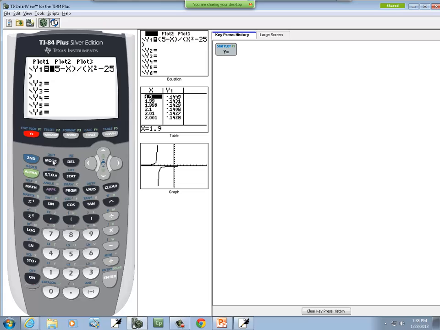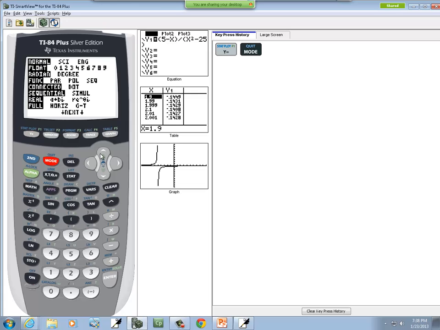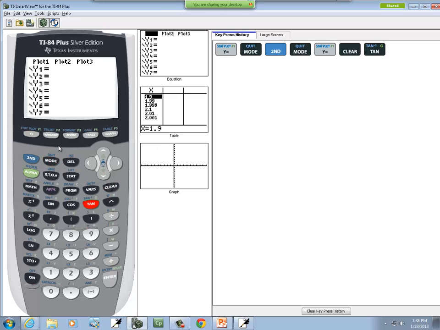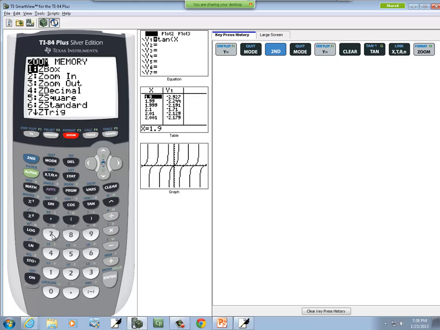Okay, I want to make sure my calculator's in radians first. Let me just press mode. And mine is in radians. If yours is not in radians, down arrow, put your flashing cursor on radians and press enter. And then do a second mode to exit out. Second mode takes you out of anything in your calculator. I'll press y equals, press clear. I'll do tangent, and then I'll put in x. Now I'm going to choose zoom, and I'll choose z trig, number 7.